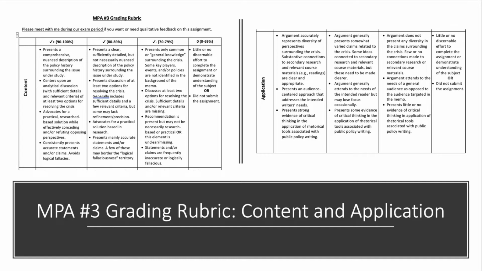As you saw, you'll want to make sure that you have a comprehensive, nuanced description of the policy history. You'll want to represent the diversity of perspectives surrounding the crisis. Again, you'll want to make substantive connections to research and relevant course materials. You need to think about your audience's needs and the specific decision maker that you are writing to. So again, you'll want to refer to Course Pack Week 10A, which has discussion of audience and audience-centered writing.